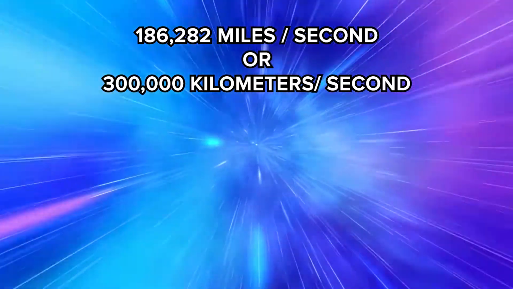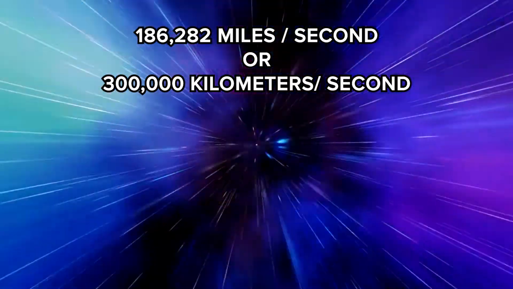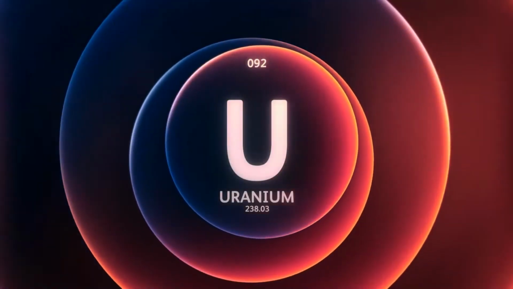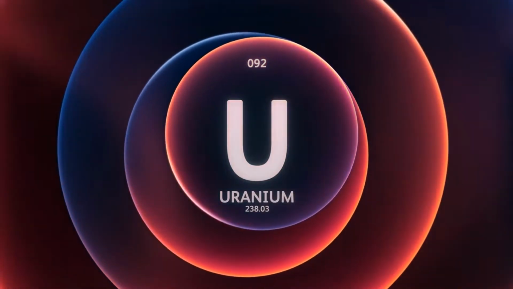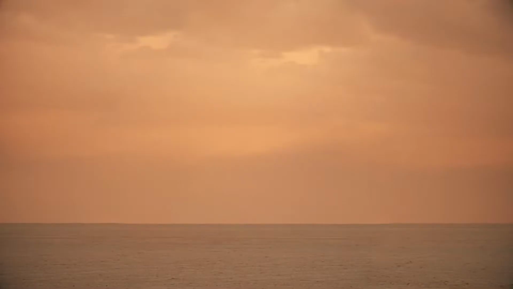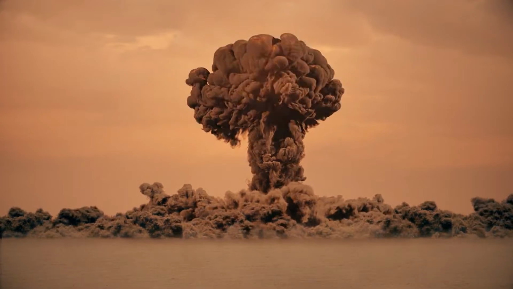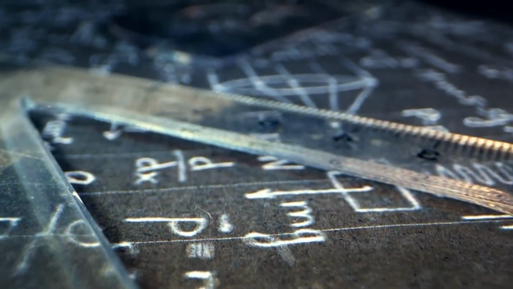186,282 miles per second, or about 300,000 kilometers. So, a small amount of mass can be converted into a tremendous amount of energy. This is why nuclear power plants and atomic bombs produce such vast amounts of energy from relatively small amounts of fuel.